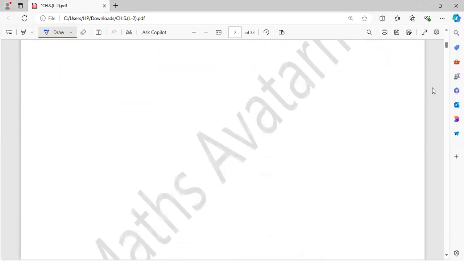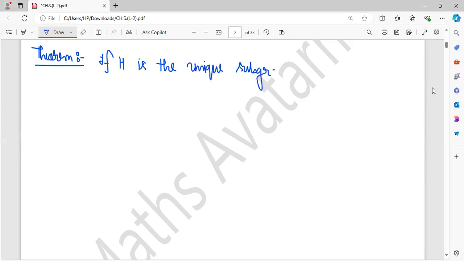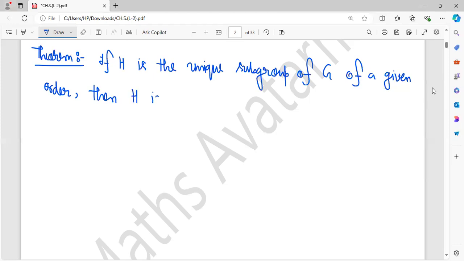Now we are going to see the next result. So you can say theorem: if H is the unique subgroup of G of a given order, then H is a characteristic subgroup of G. Let's see its proof.